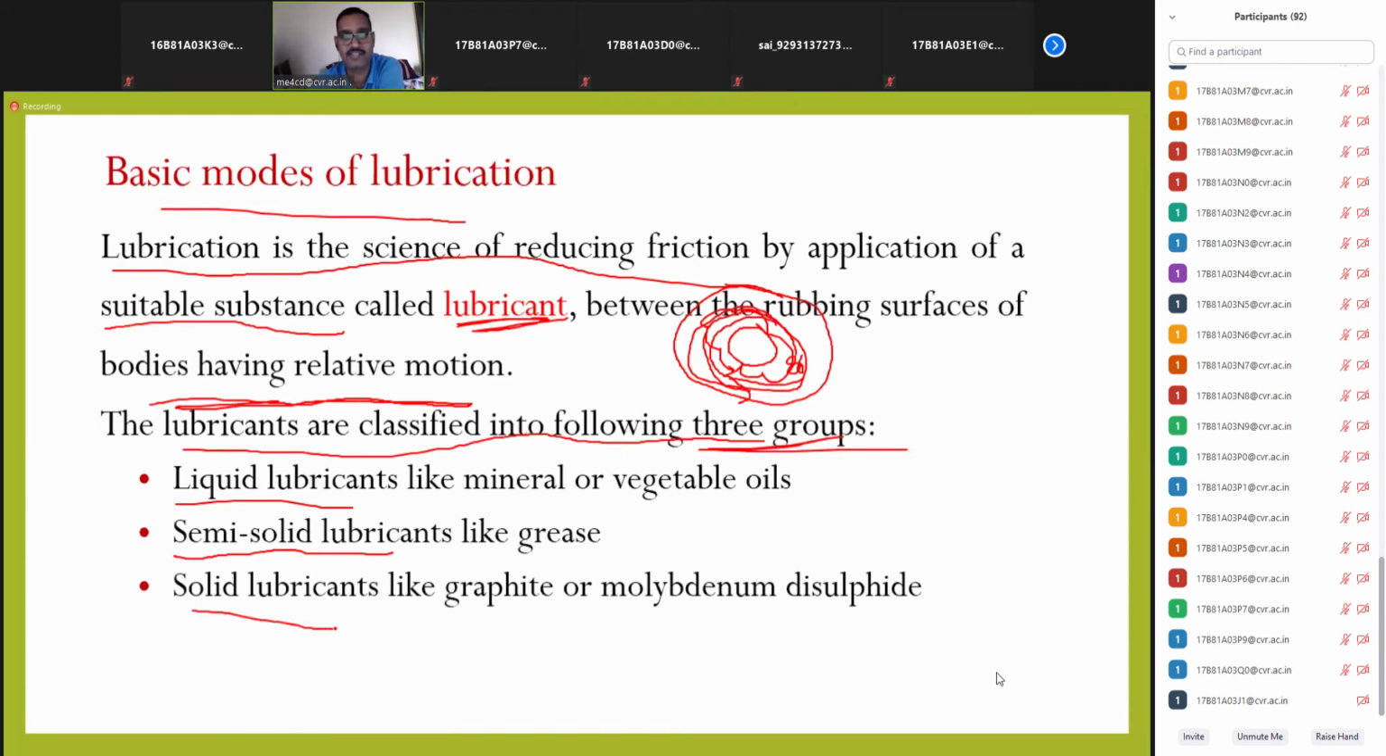Liquid, generally oils, right? Engine oil, vegetable oil, mineral oil, all these things are called liquid lubricants. And semi-solid, we can call this grease. Grease is a semi-solid, right? And solid, completely solid. If you take solid lubricants, we get graphite, molybdenum disulfide, right? Graphite will be very smooth. If you pour the graphite on a normal floor and put your leg on that, you will directly slip on the ground, right?